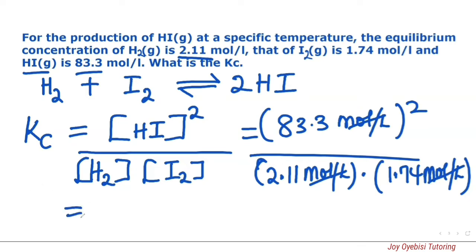So now, if we do 83.3 squared, and we divide it by this, if you plug that into the calculator, this is going to give us 1890 as the answer. Okay.